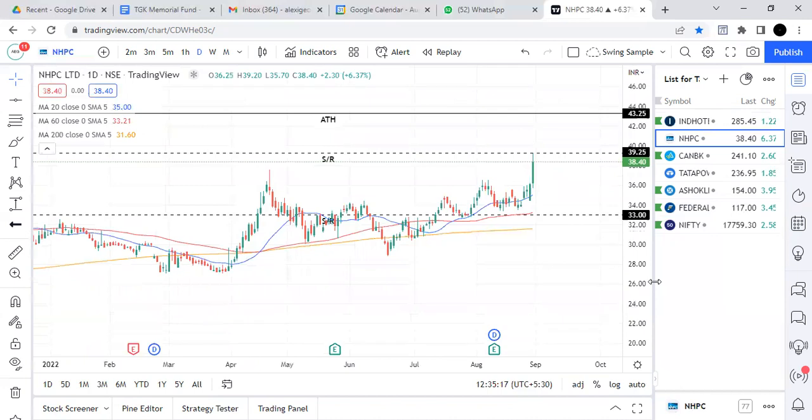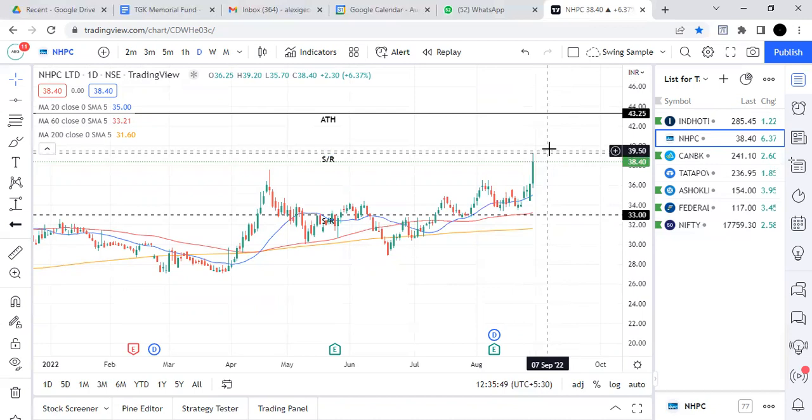NHPC is the next one on the list. And again, here is a resistance level. If it breaks out of this resistance, I would look to see if the next day there's a retracement down and then a bounce back up. If that happens, then I would look to enter with about 20% or 30%. But my stop loss would be down here, which is a big stop loss, so therefore I may only enter with 10 or 20%.